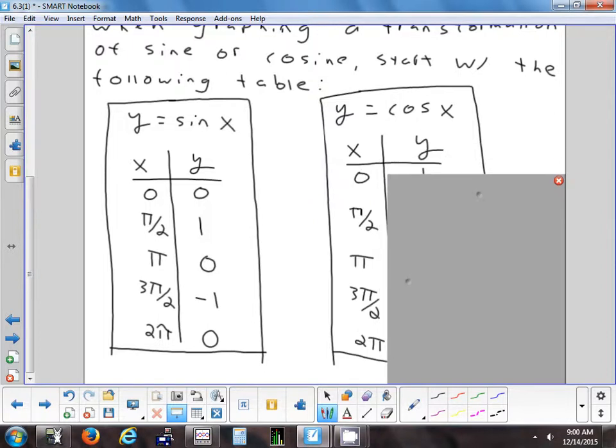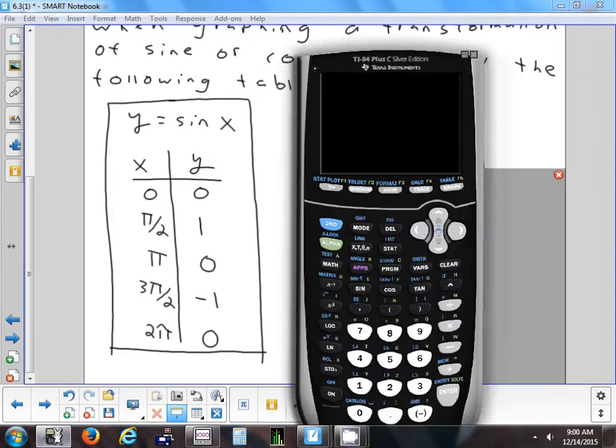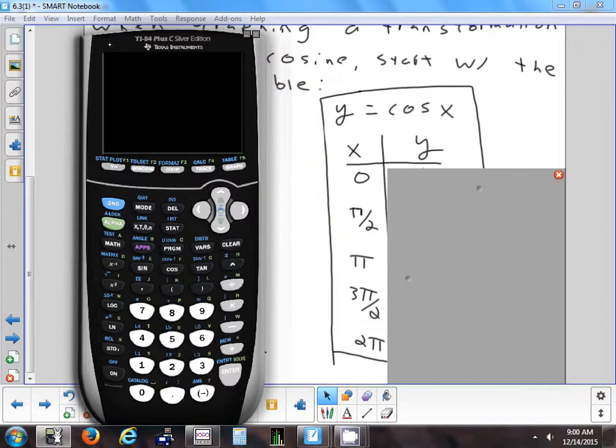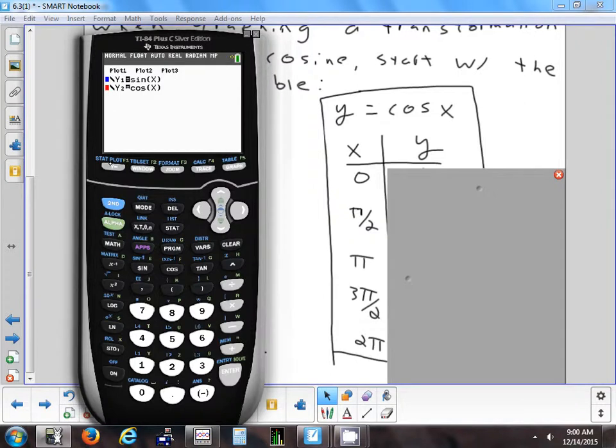Now cosine has the same x values. Let's look at the graph and see if we can figure out the y values. So when x is 0, what's cosine at?